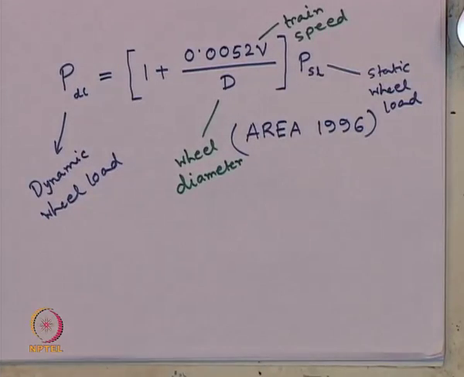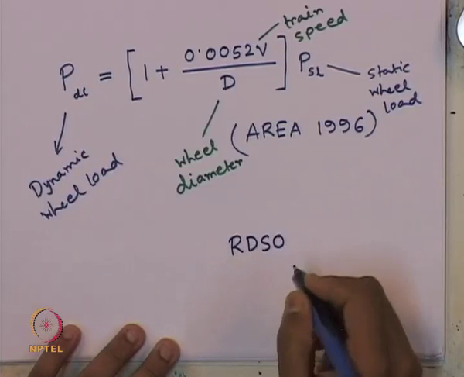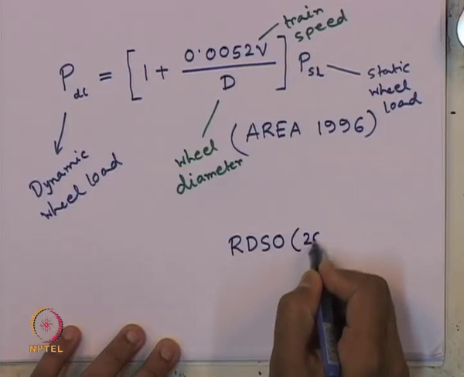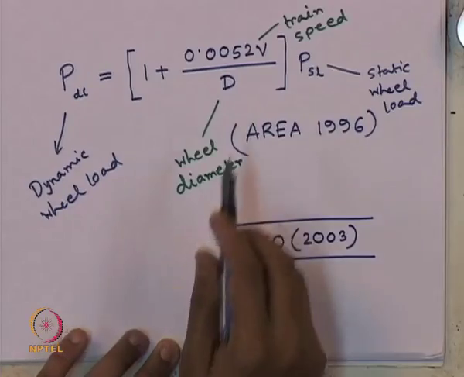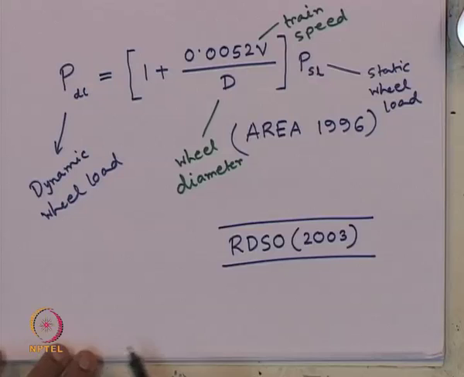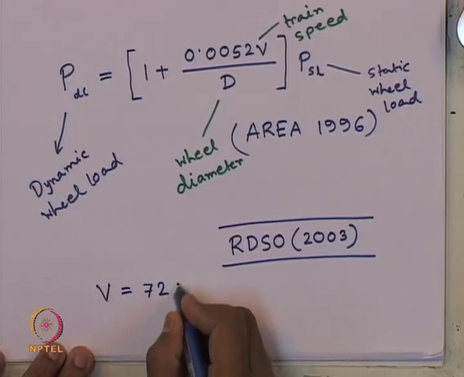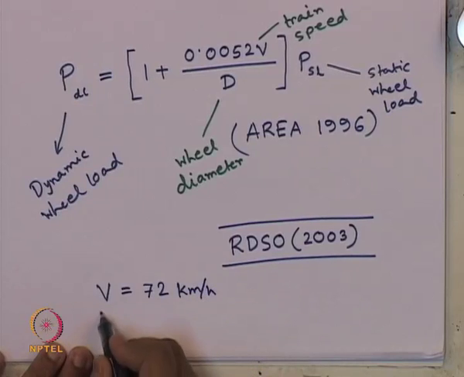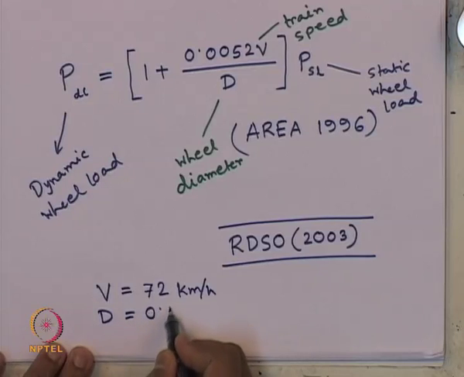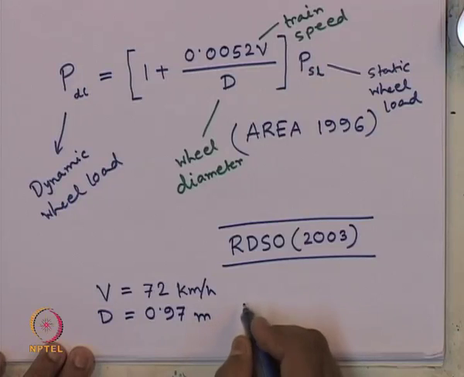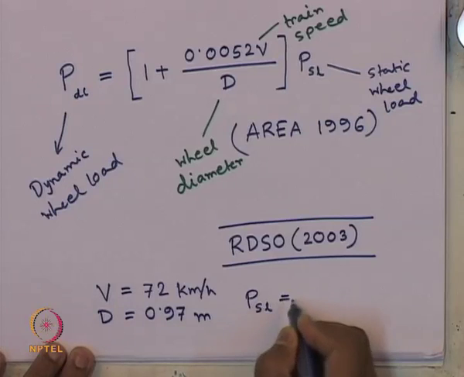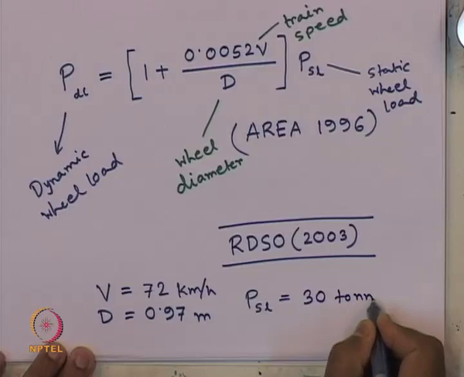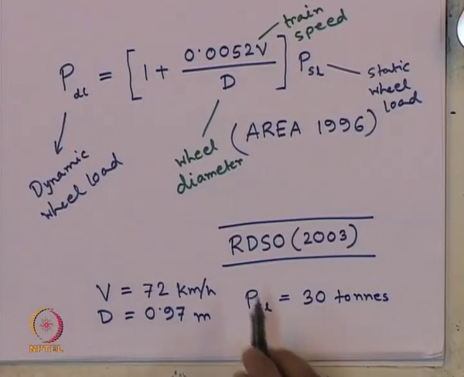Now RDSO suggests, that is the Indian Design Specification for Railway System, RDSO 2003, gives us the dimensions to be considered for V and D. It is mentioned to consider the design speed of the railway as about 72 kilometers per hour, and D is 0.97 meter, and the static wheel load PSL for the Indian railway system can be considered as 30 tons. So, these are the specified values in RDSO 2003 for the Indian railway system. Finally, we have calculated in terms of our Indian railway system values in this paper.